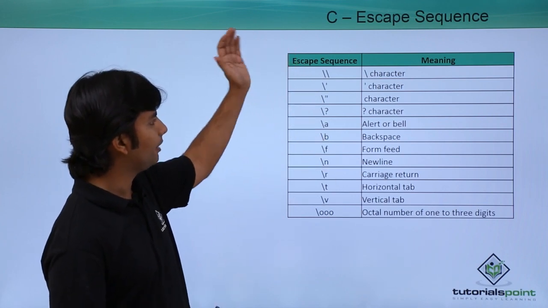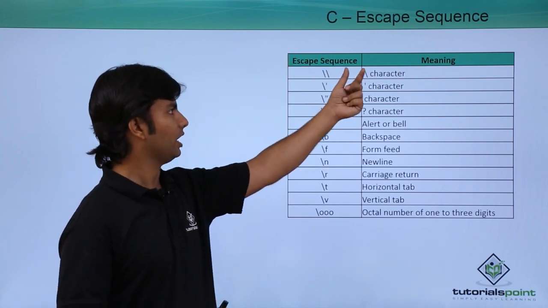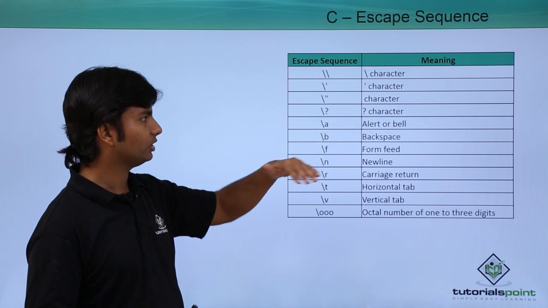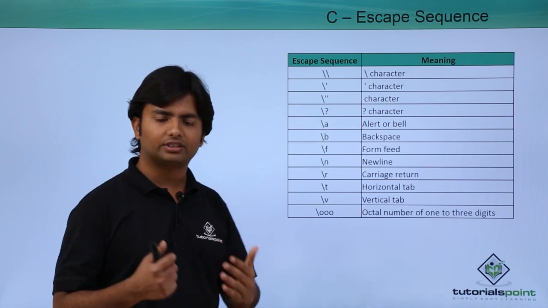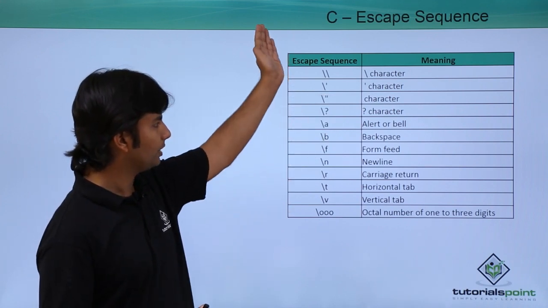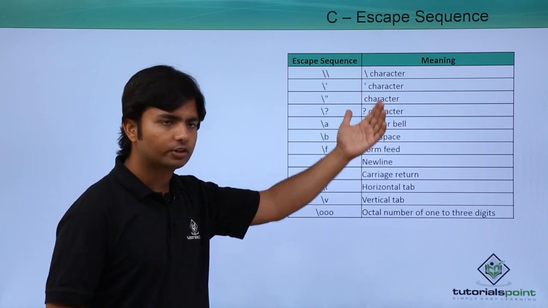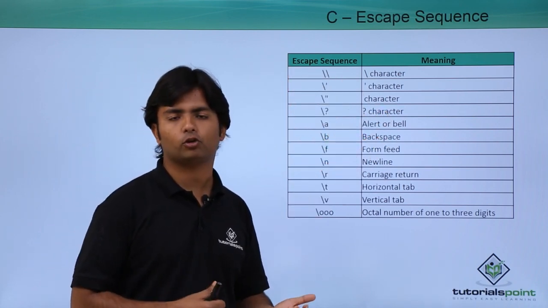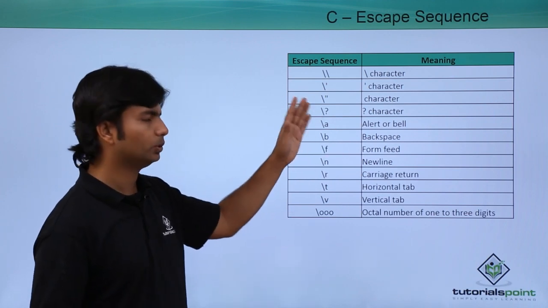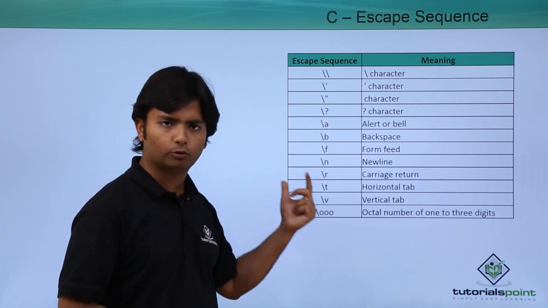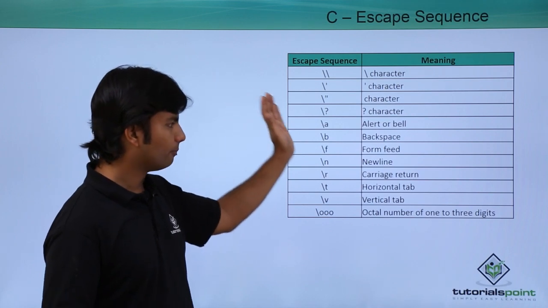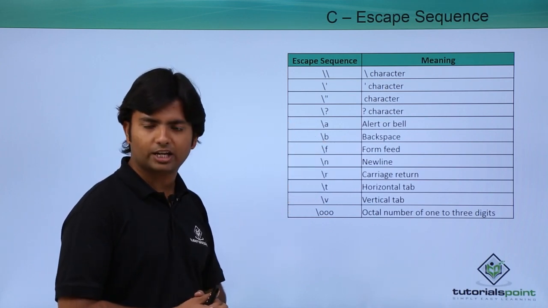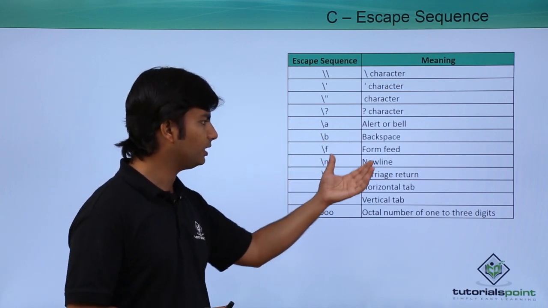For example, if I want to print a backslash, I will use a double backslash. Similarly, to print a single quote or double quote, I will simply put a backslash before them. \a will be a beep symbol. If you want to give an alert message, you can use \a. Similarly, backspace is \b, form feed is \f, and new line is \n.